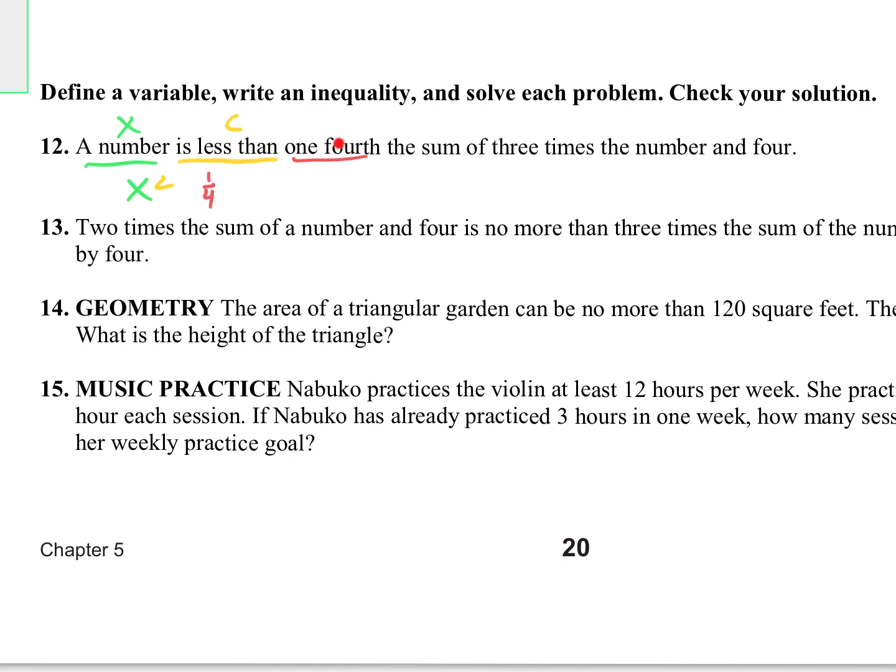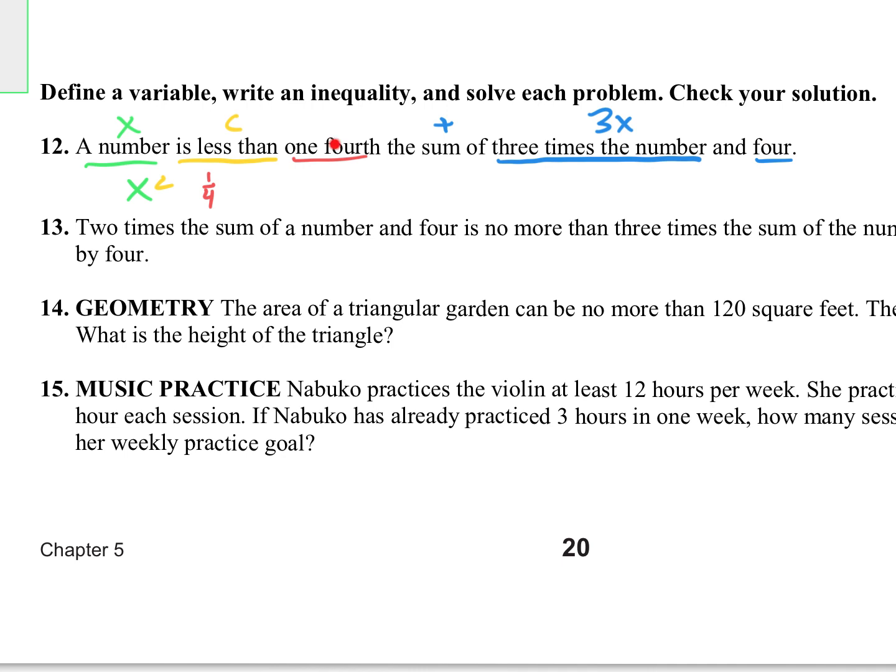But 1/4 of what? If it said 1/4 of x, you'd put an x right there. But it says 1/4 the sum. So sum means addition. So if I said the sum of 2 and 3, you would say 2 plus 3. But it says the sum of 3 times the number, that's 3x, and 4. So what am I adding? I'm adding the 3x and the 4.